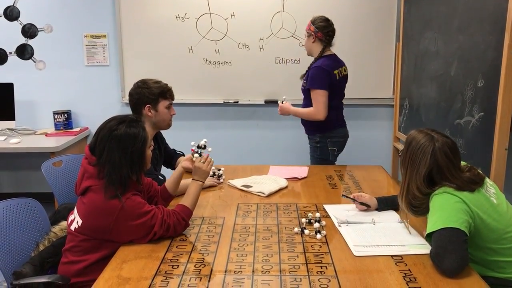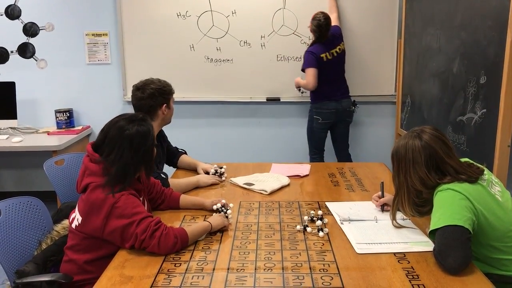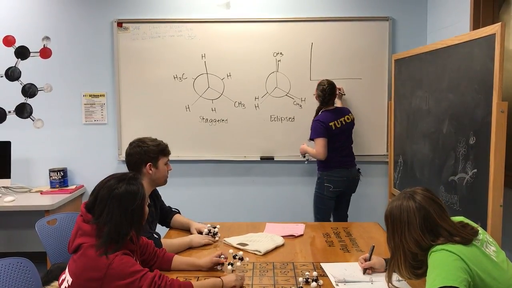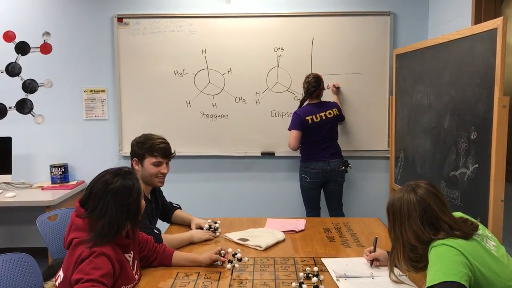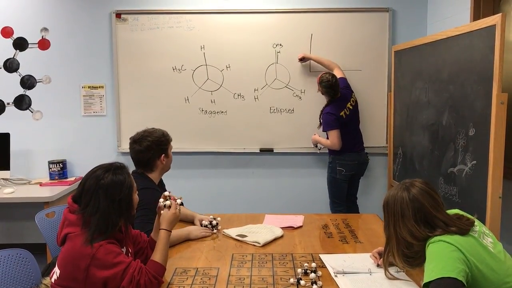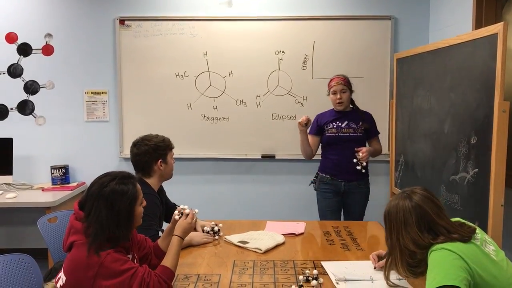So what I would want you guys to do is in your notes, make a graph like this, something like this, and we'll have degrees and energy. So can y'all make a graph like that real quick?